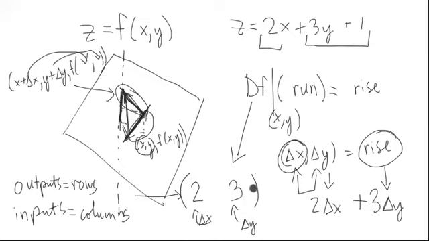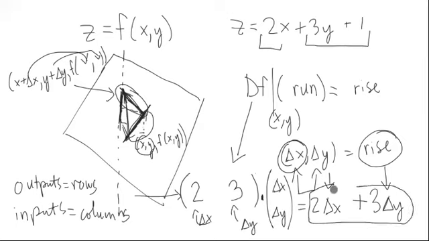Now, we evaluate this as follows. The input we always write as a column, like this. And then a little matrix multiplication is the same thing as a dot product. Matrix multiplication is simply taking a row and a column like this and taking a dot product of them. So 2 times change of x plus 3 times change of y is actually equal to the total change, or the total rise of the function.